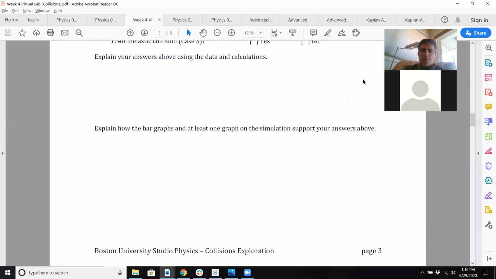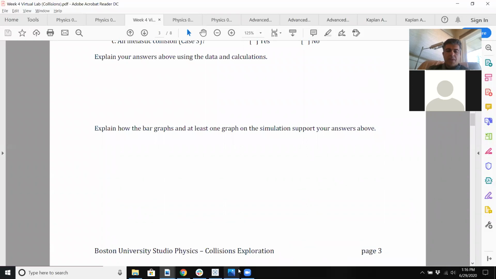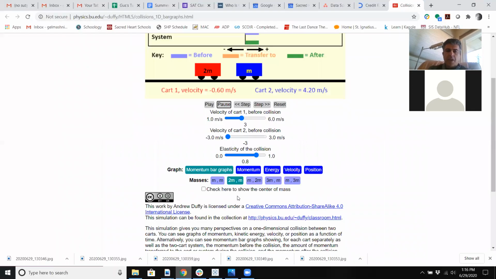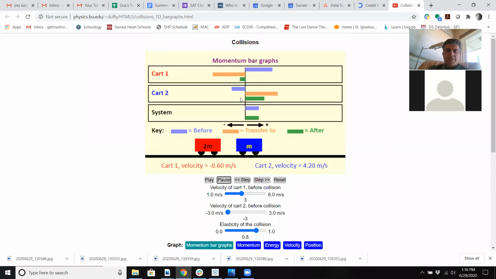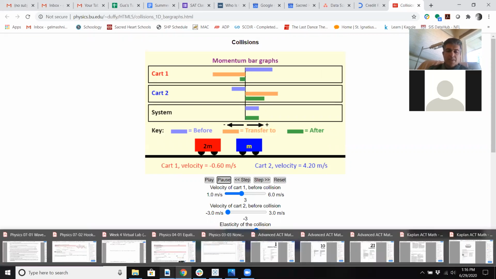And explain how the bar graphs and at least one graph on the simulation support your answers above. Well, if you take a look at it again on the simulation, you can see there's a trade-off, right? So the transfer is pretty much the magnitude of these two. The transfer goes this way, goes that way. Even though those are different, this stays the same the whole time. So there's no change in momentum whatsoever. So the bar graphs confirm that.